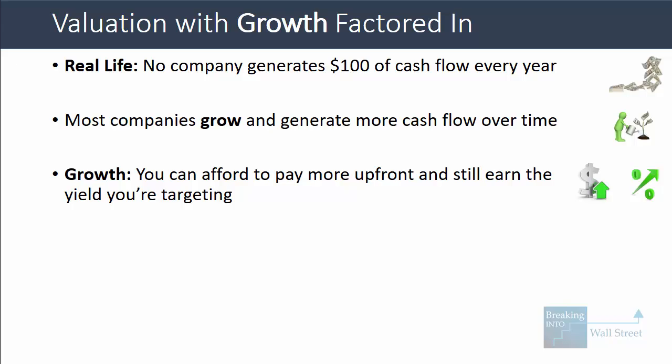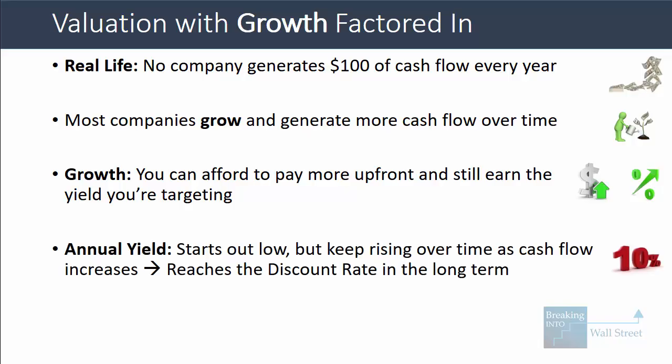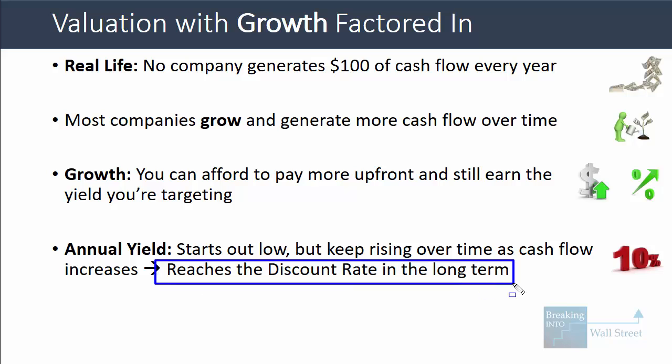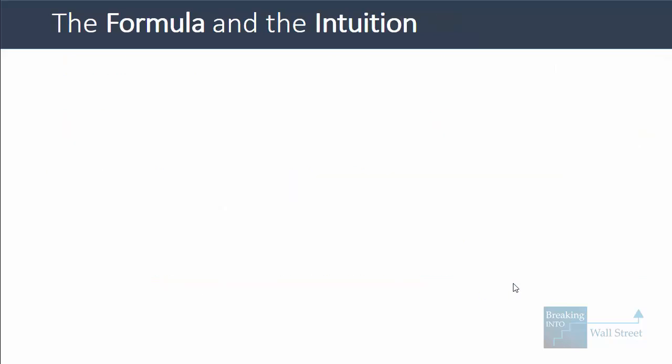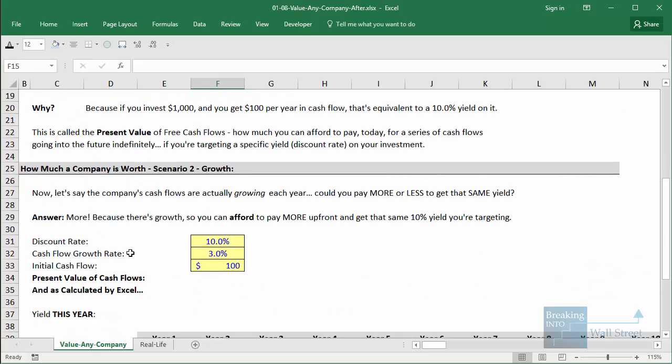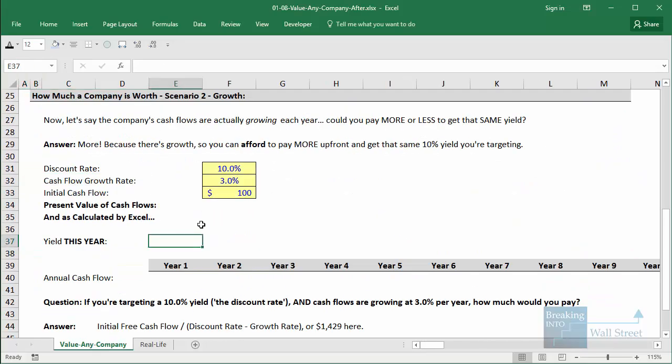Now, if there's growth, you can afford to pay more upfront and still earn that same yield you're targeting. So you could still get that same discount rate, that same opportunity cost or targeted yield if you pay more upfront, because growth will get you more for your money in the future. If you look at the annual yield in this scenario, it starts out low, but it keeps rising over time as cash flow increases. As that cash flow increases, it keeps increasing the yield in the long term. To see this in Excel, let's go down to scenario number 2, how much a company's worth when we have growth.